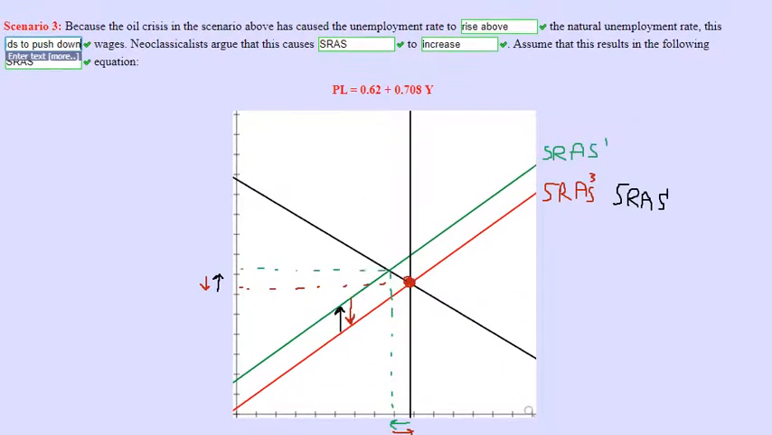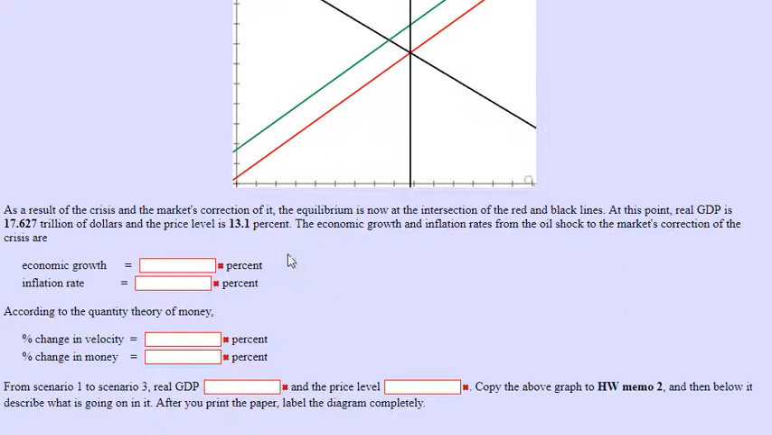So make sure for your homework that you label this curve, which is long-run aggregate supply. This curve is aggregate demand. This is real GDP. This axis is price level, PL. That's Y or real GDP. Put the numbers here and here, and put the numbers here and here from the problem. So make sure you do that on your homework memo. I'm going to go ahead and erase all that, and I'm going to move down below.